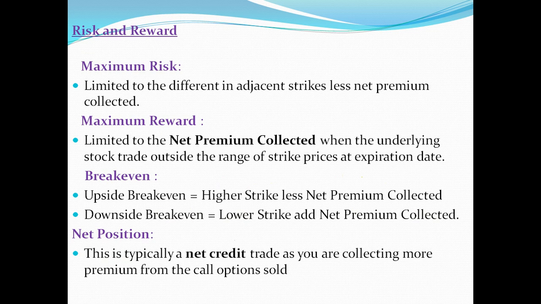Maximum risk in a short call butterfly is limited to the difference in adjacent strikes less the net premium collected. Maximum reward is limited to the net premium collected when the underlying stock is outside the range of strike prices at expiry date. Upper break even equals the higher strike price less the net premium collected. Downside break even equals the lower strike plus the net premium collected. Net position: this is typically a net credit trade as you are collecting more premium from the call options sold.